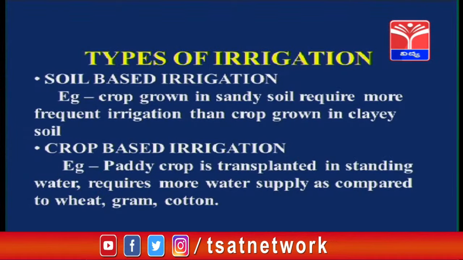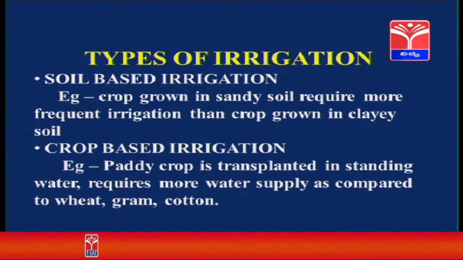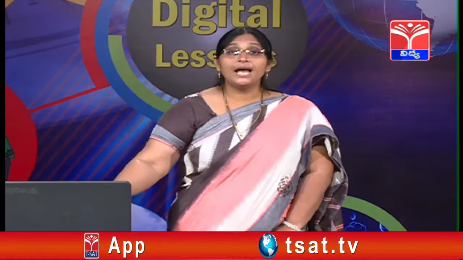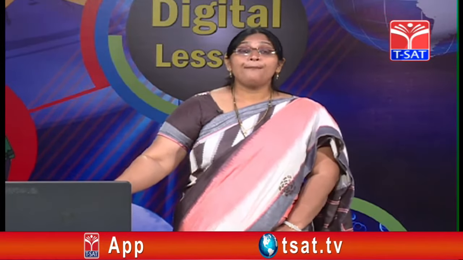Soil based irrigation, crop based irrigation. Crop grown in sandy soil requires more irrigation than crop grown in clay soils. Crop based irrigation. Paddy crop is transplanted in standing water, requires more water supply as compared to wheat, grams and cotton. So, what type of irrigation system was followed in ancient days? Let us see now. They used to use animals' help, plants' help. With the help of these things, they used to pump the water outside.